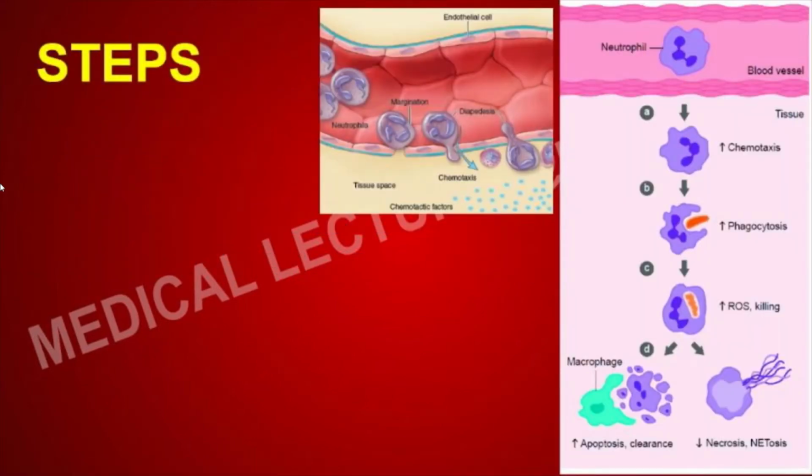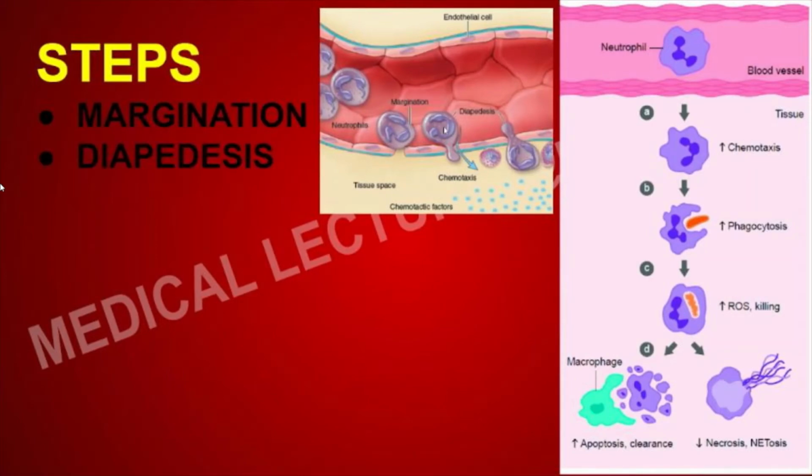Now, the steps included in phagocytosis. First step is the margination. As you can see over here, these neutrophils are coming towards the particular area. The next step is the diapedesis step. Over here, the neutrophils migrate from the bloodstream into the tissue, passing through the junction between the endothelial cells lining the blood vessels, and this step is known as diapedesis.